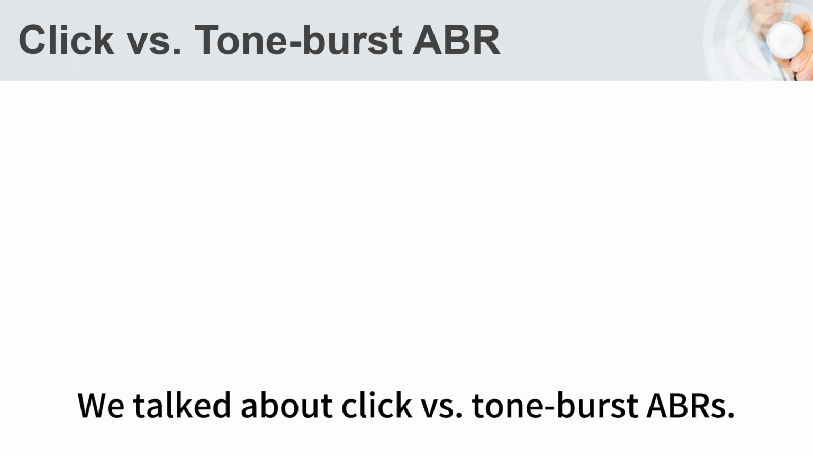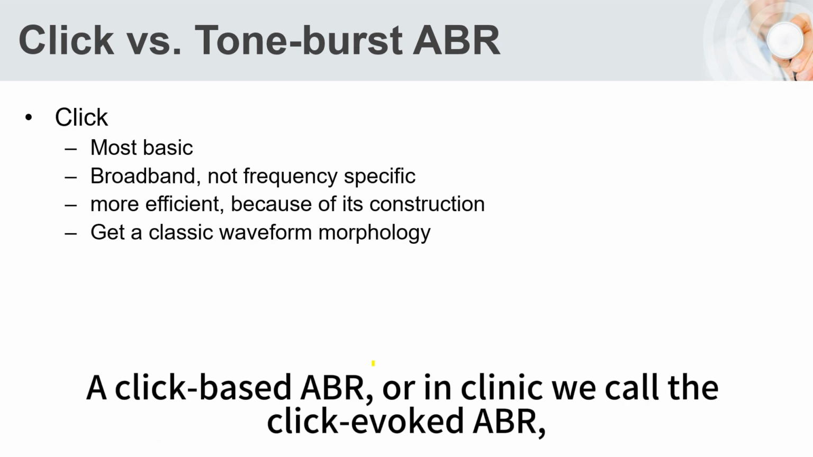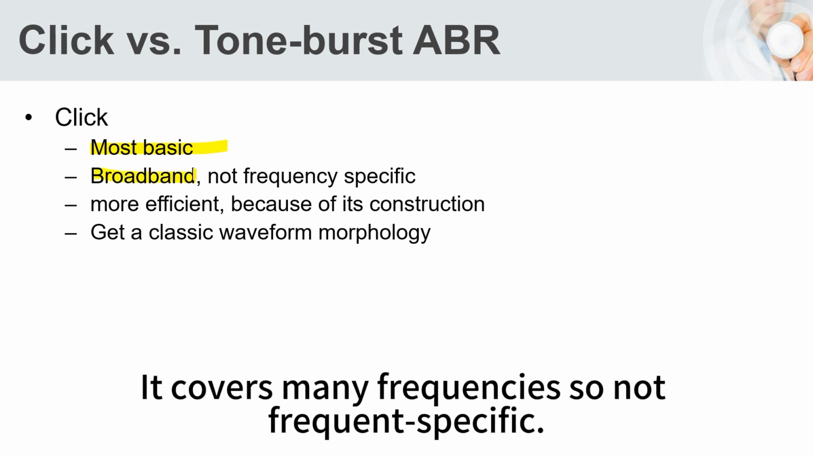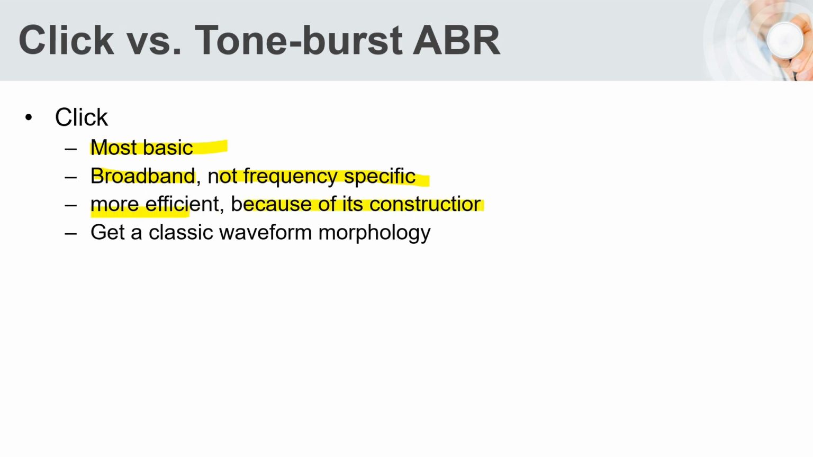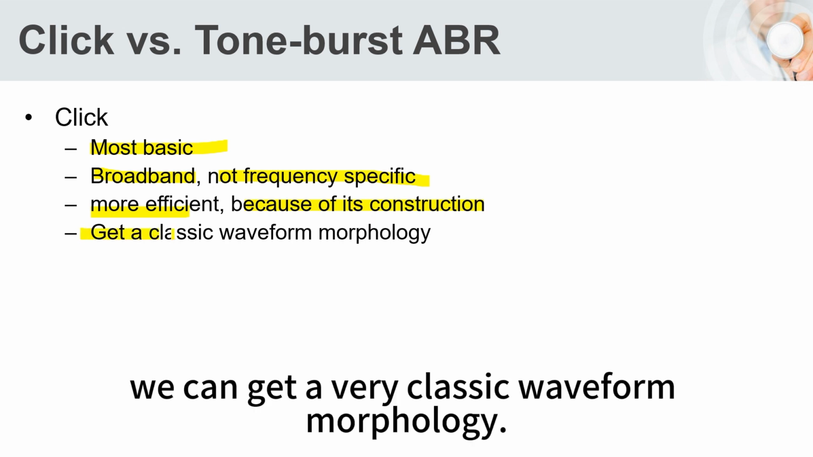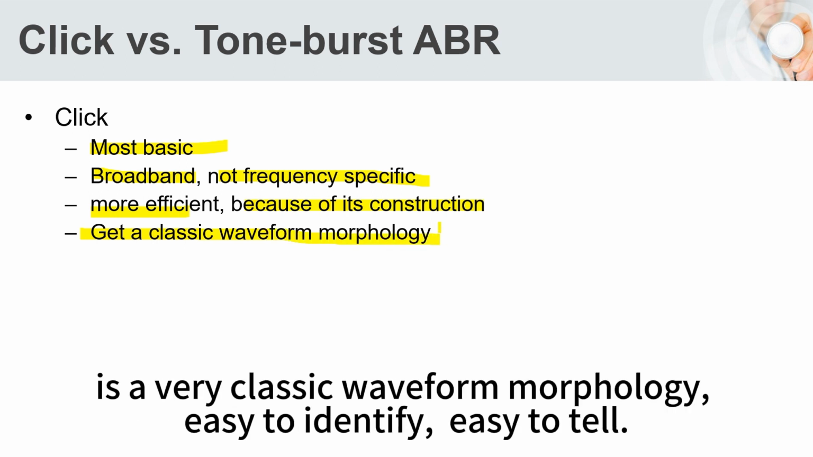We talk about the click versus tone burst ABR. How do we choose one versus another? Let's compare them briefly. A click-based ABR, or in clinic we call it the click-evoked ABR, is the most basic and most popular, and it's broadband. It covers many frequencies, so it's not frequency-specific. It's more efficient because of the construction. And when we play a click-based ABR, we can get a very classic waveform morphology. The waveform we showed earlier is a very classic waveform morphology, so it's easy to identify, easy to tell.